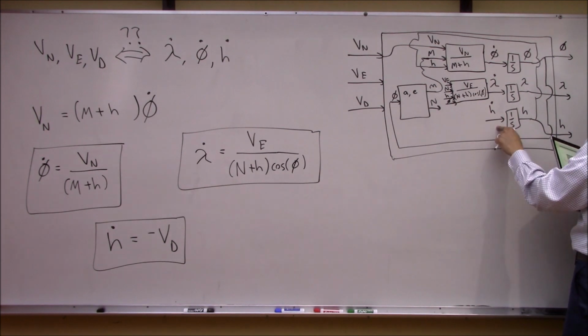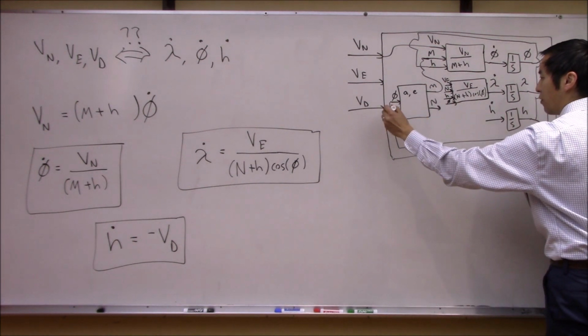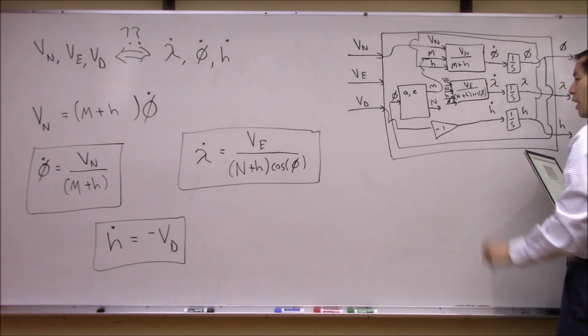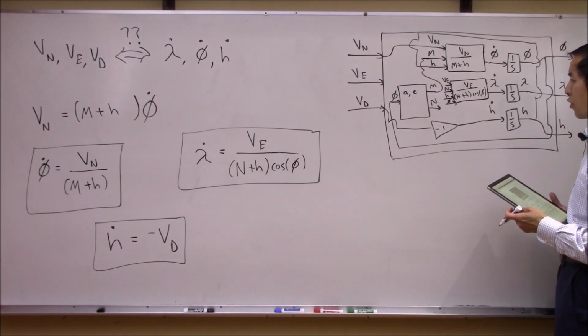The last one here is h dot, and again, that's super duper easy because we said h dot was just negative v dot down. So I just need to come in here, hit this thing with a minus one, and there you go. Perfect. So I think we're in business.